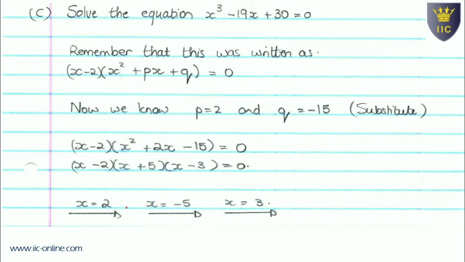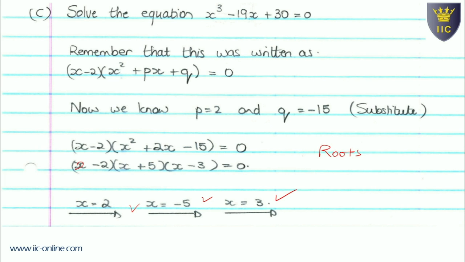I hope that makes sense to you. So now we have got 3 roots of the equation: 2, minus 5, and 3. A root is basically the number that you would plug into the given bracket to make the bracket equal 0.